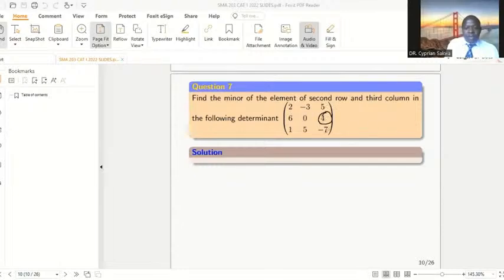Second row, third column. So the minor will be the determinant of the matrix that remains when you delete the row and column of that element. When you delete the second row and third column, the matrix that remains is 2, -3, and 1, 5. So this is 10 minus (-3), which is 13. So that is the minor. That is how we do the minor, and I had shown you in an earlier question how to do that.